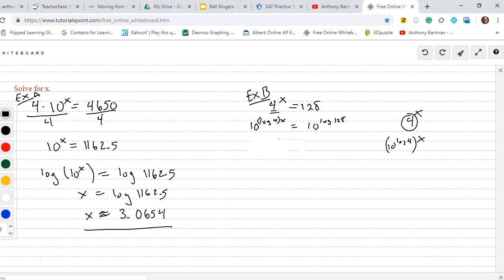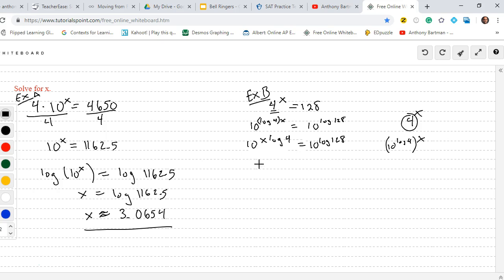And now what we can do is we can go back and look and say 10 to the log 4, to the x, equals 10 to the log 128. So then this is just multiplying, right? So that just means it's 10 to the x log 4 equals 10 to the log 128. How is this different? Well, all I did was get rid of the parentheses and put the x first, okay?